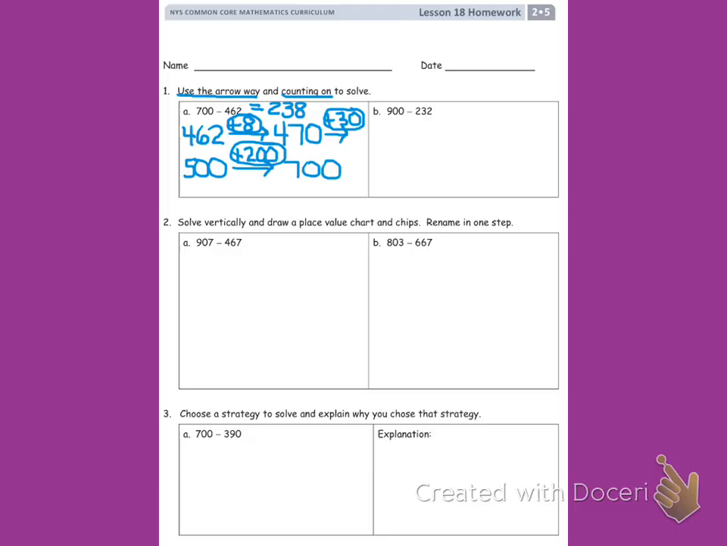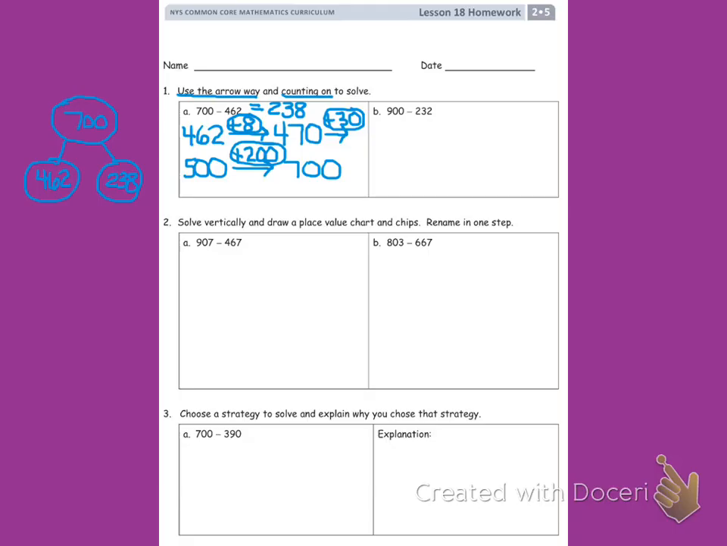I know this because 700 is my whole amount. Part of 700 is 462. The other part, we found out by using the arrow way, is 238. When we add our two parts together, 462 and 238, we get the whole amount, which is 700.